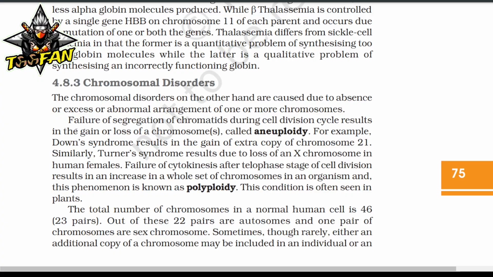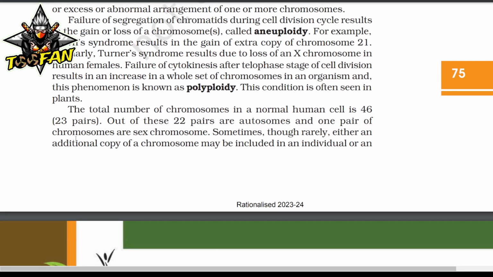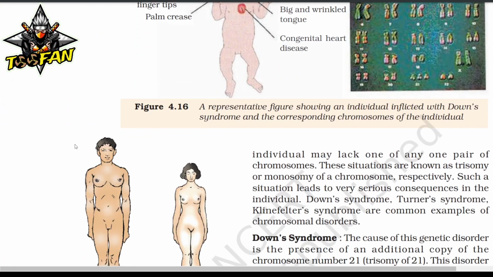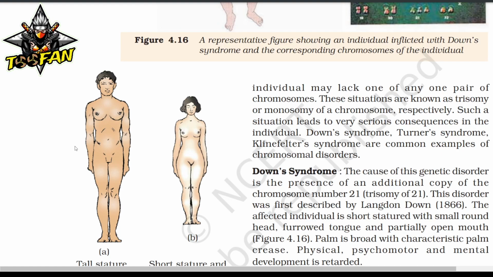Sometimes, though rarely, either an additional copy of a chromosome may be included in an individual, or an individual may lack one or any pair of chromosomes. These situations are known as trisomy and monosomy of a chromosome respectively. Such a situation leads to very serious consequences in the individual. Down syndrome, Turner syndrome, and Klinefelter syndrome are common examples of chromosomal disorders.